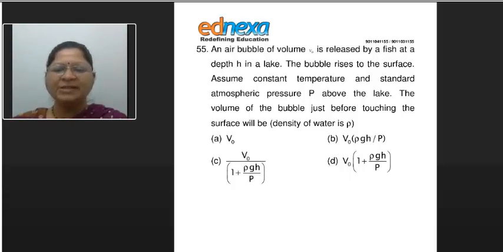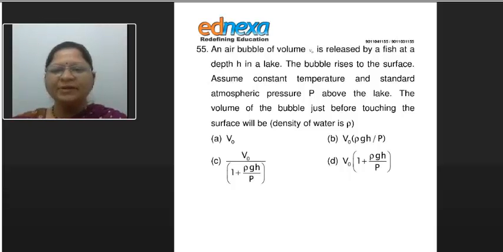options are V0 rho gh upon P, V0 upon 1 plus rho gh upon P, or is it V0 into 1 plus rho gh upon P. A very nice problem based on Boyle's law.